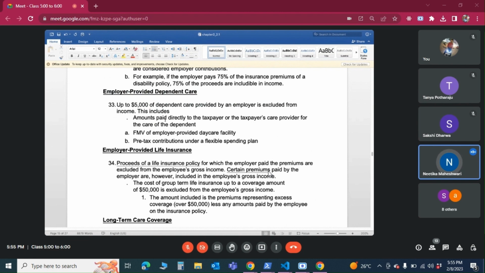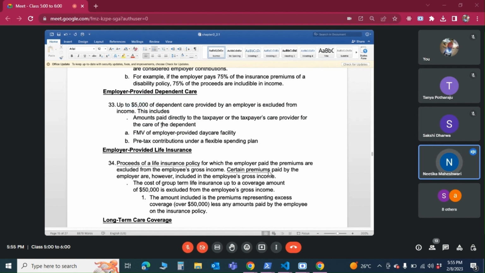So if that is the case, we have to give proof at the time of filing return that this amount was actually used for daycare purposes. And if the facility is provided by the employer himself, then that amount is excluded completely, only up to $5,000 per year.